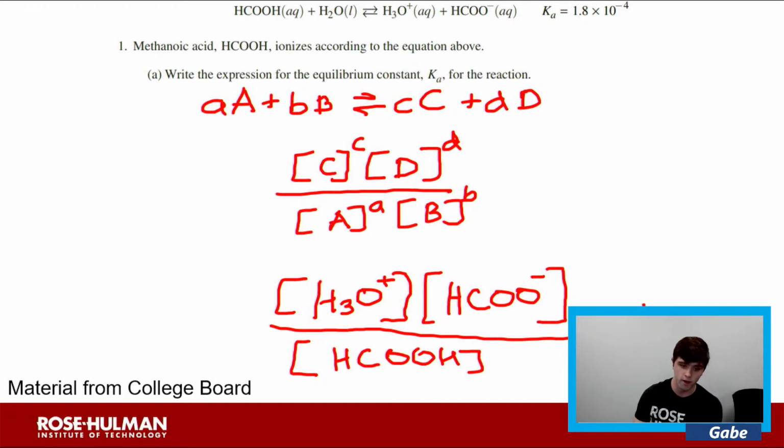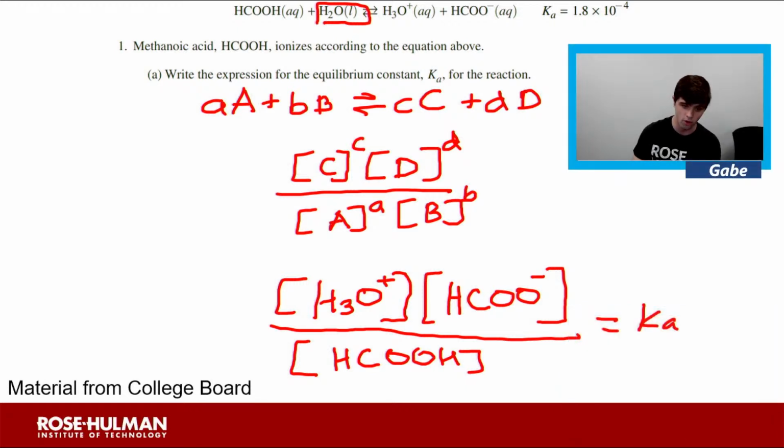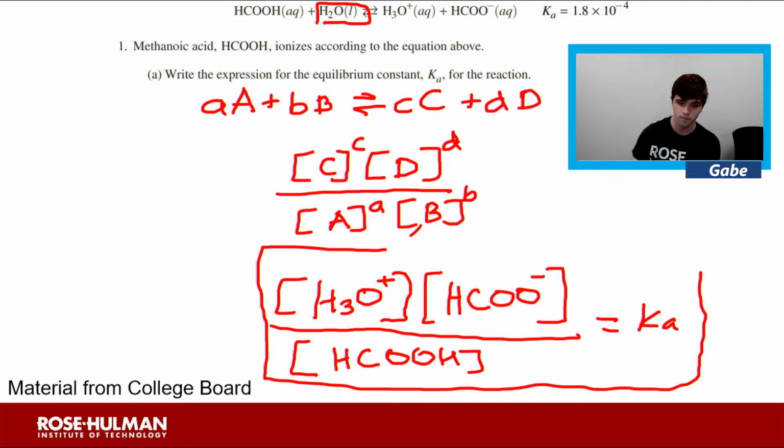Notice that in my expression, I did not include the water. That's because when we write a Ka equilibrium constant expression, solids and liquids will not be involved. So whenever you see a liquid or a solid, it will not be included in the final answer. With that being said, this is our final answer for our equilibrium expression.